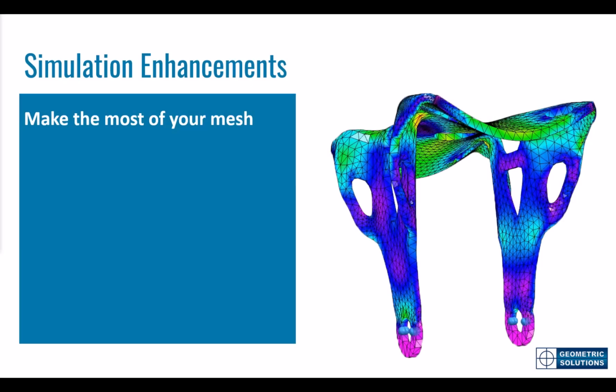Make the most of your mesh. Enhanced capabilities now allow for simulation on convergent models. Expansion of body mesh functionality to include assembly and sheet metal simulation reduces meshing errors and accelerates the speed of simulation studies.